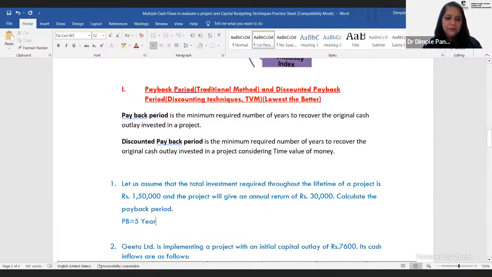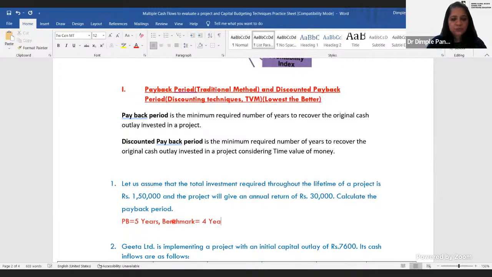Now, say for example, the management decides that the benchmark payback period they are going to consider is 4 years.